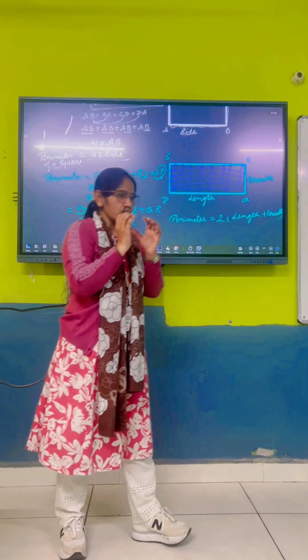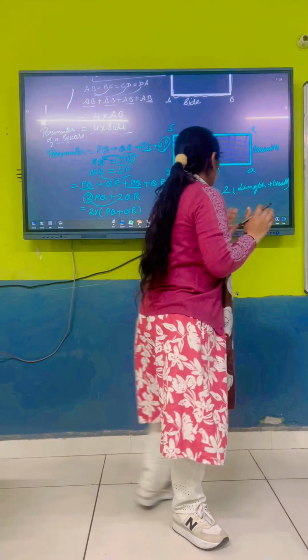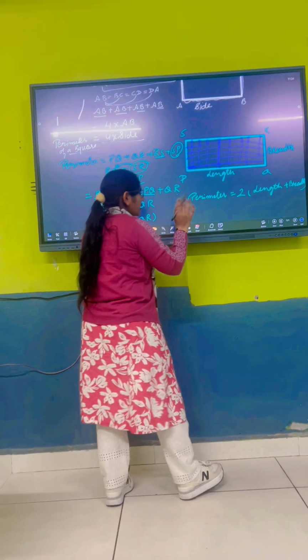It is the region inside that figure, and what we have to find of it is the area, right? So in area we have 2 dimensions, the length and the breadth.